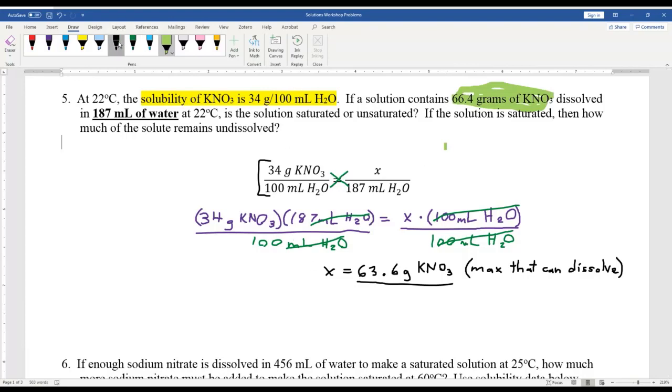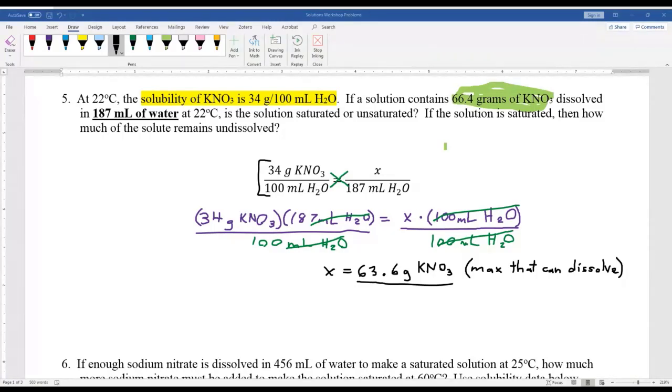So in this case then, it says if the solution is saturated, how much of the solute remains undissolved? Well, how would I calculate that? Subtract? That's right, subtract. So what would you subtract? Exactly, it's 66.4 minus 63.6. You take the amount that you added minus the maximum that can dissolve. Very good.